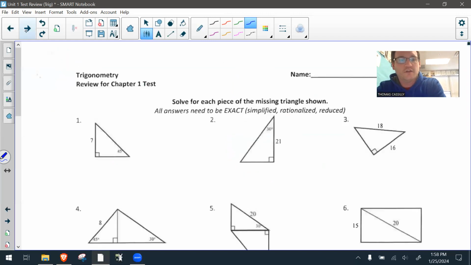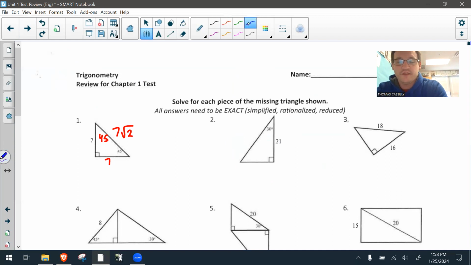All right, so let's just take a look at this first one here. So on number one, you got a 45, 45, 90. If you wanted to fill in the other angles, you can. So this is an isosceles triangle. So that bottom leg is going to be 7. Now the hypotenuse is just 7 times the square root of 2. All right, and that one's done. That's all we had to do.